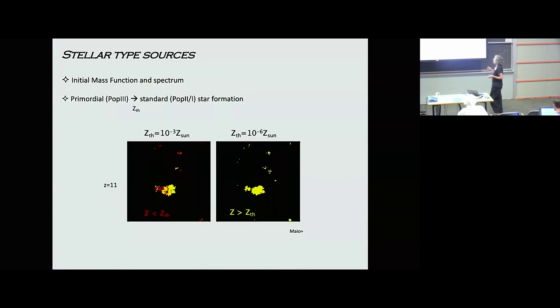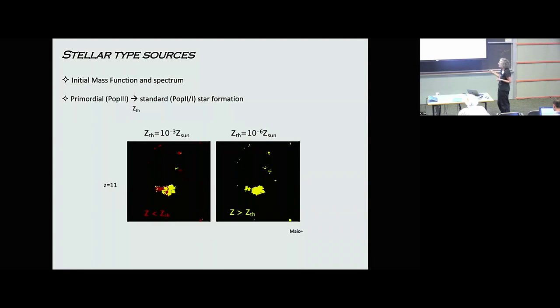And this is just an example from a series of simulations from Umberto, which is quite old, but still very much state-of-the-art, which illustrate my point very clearly. So these are two slices of two series of hydrodynamic simulations, in which this transition is taken into account and all the primordial chemistry. On the left, you have a case in which the transition is 10 to the minus 3 solar, and on the right, 10 to the minus 6. In red, you have gas below threshold, and in yellow, above threshold.